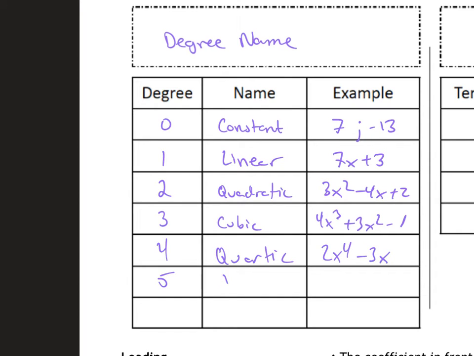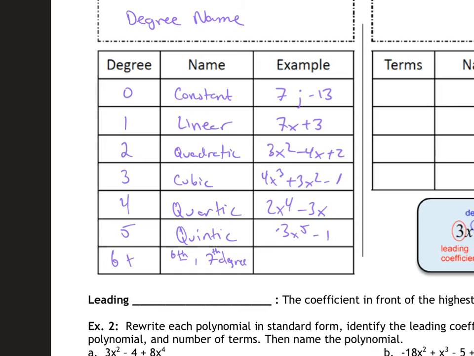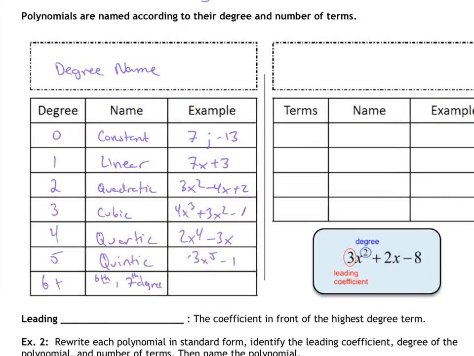5 is quintic. So negative 3x to the fifth. I don't want to write a whole bunch, minus 1. And then if it's 6 or more, we're just going to call it 6th degree or 7th degree. I started writing it. So 6th degree, 7th degree, and so on and so forth. So everything's going to get a name based off of its degree.